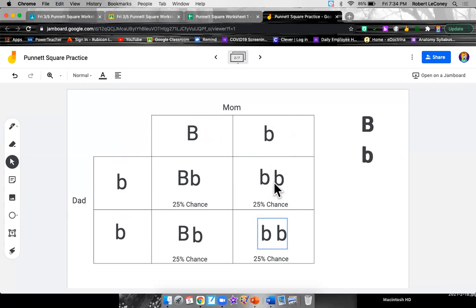Here, little b and little b. That's blue and that's blue. Blue's the only option. It may be recessive, but it's the only option this kid has. So blue eyes. Another one, blue eyes. So 25 and 25 is 50%. There's a 50% chance that this couple will have a kid with brown eyes and a 50% chance to have a kid with blue eyes. That is how we're going to do Punnett squares. So let's take a look at the actual homework.